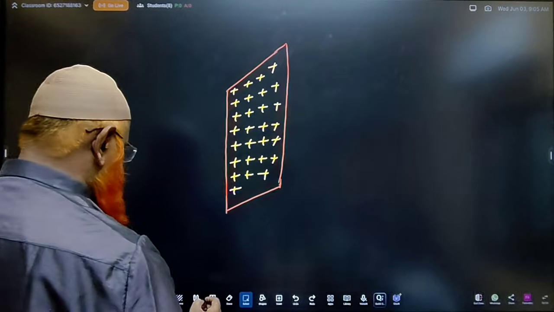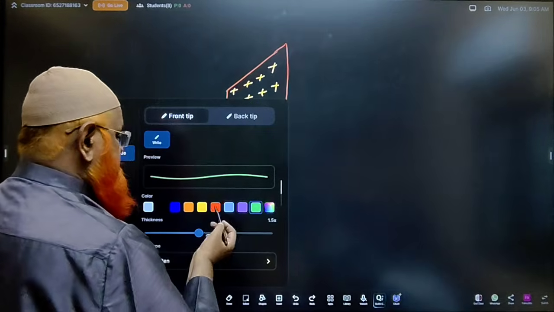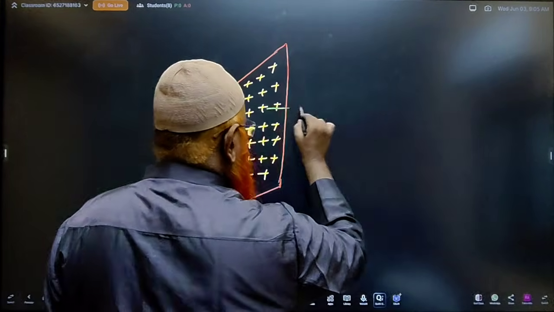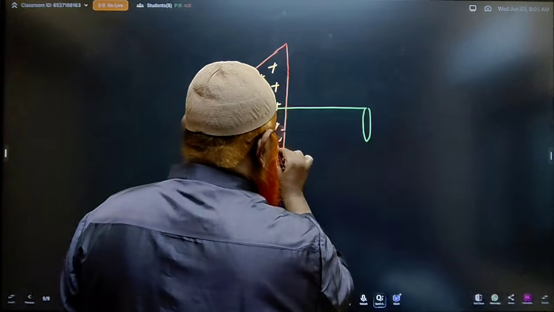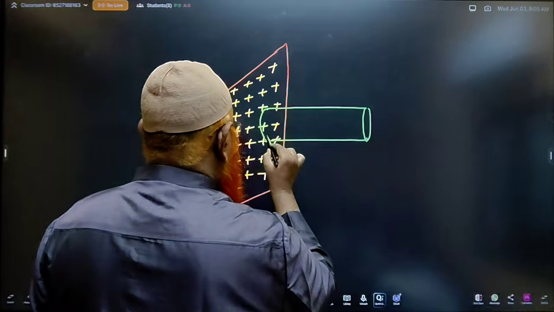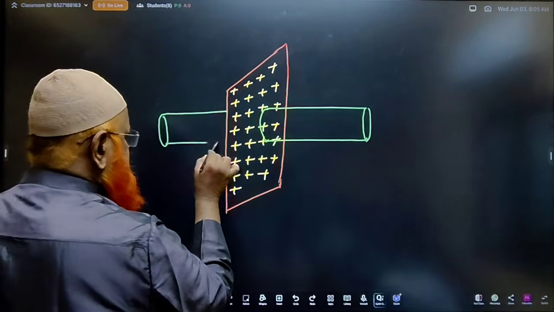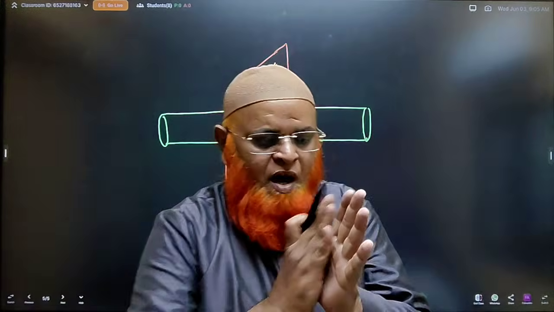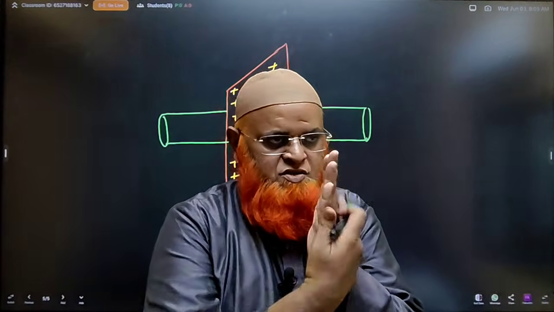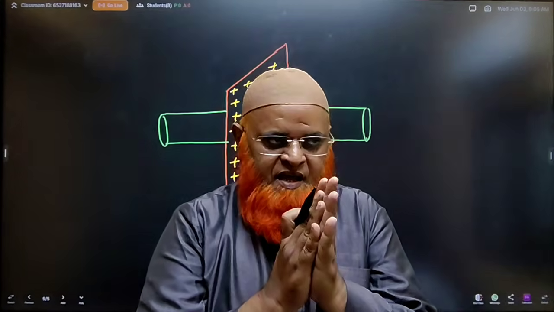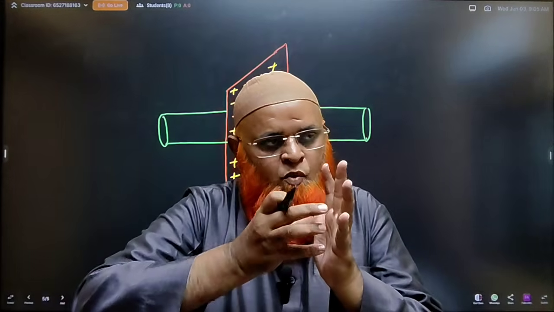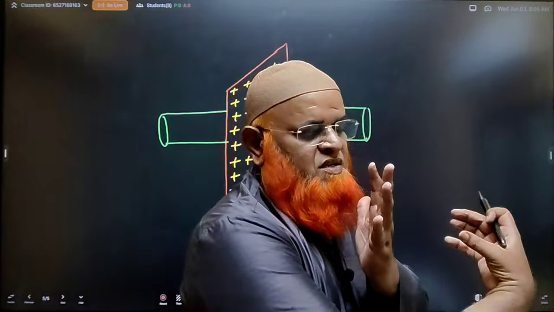Now just see what happens on the board now. Surface, cylindrical surface, another cylindrical surface from the back side. So sheet of charge, positive charge this side, here also positive charge only. So to apply Gauss law, you have to imagine one cylinder this side, one cylinder this side also.